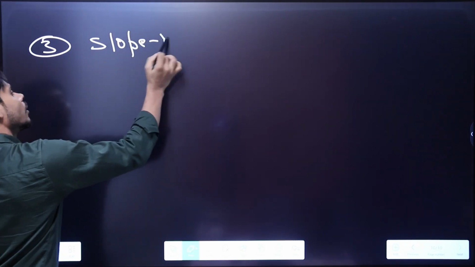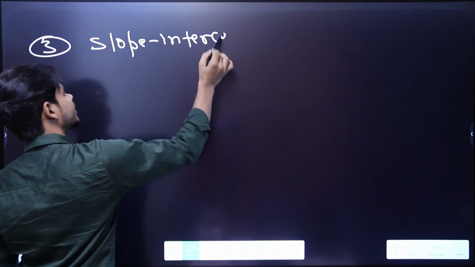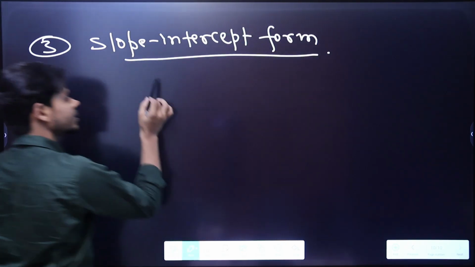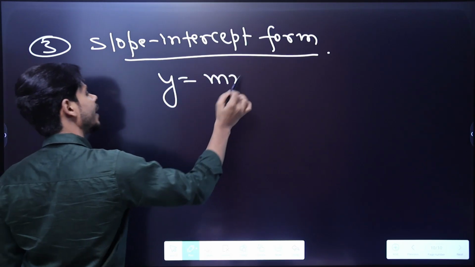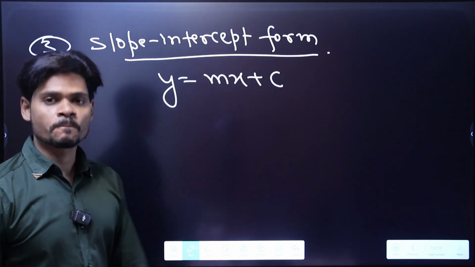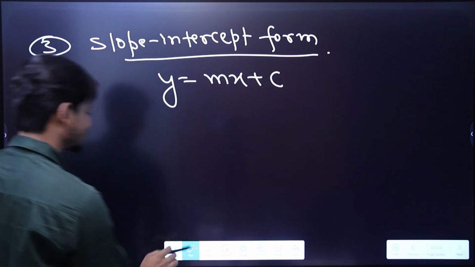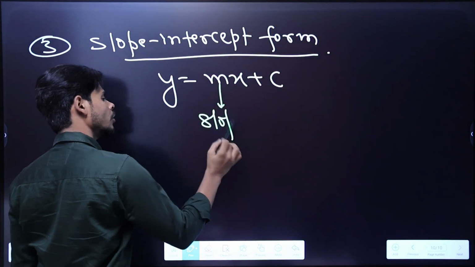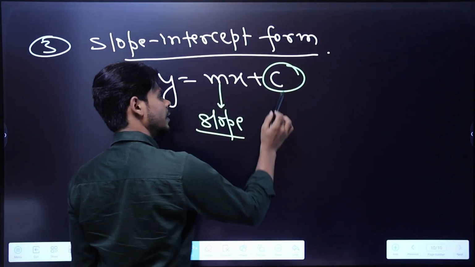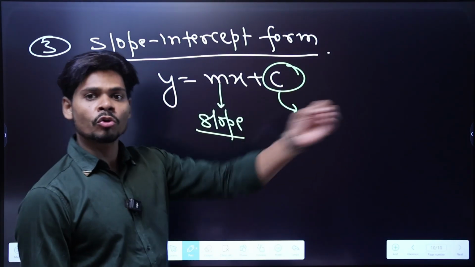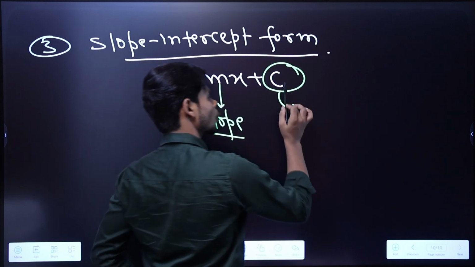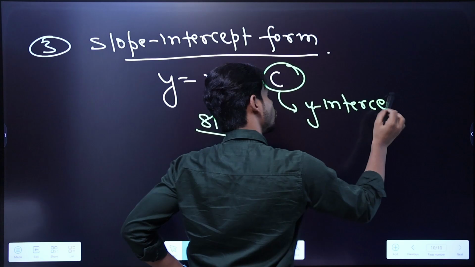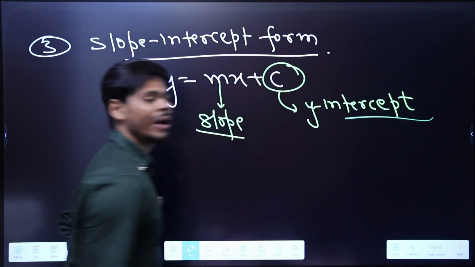Slope intercept form, very important. This is y is equal to mx plus c. Here you will have to understand that this m is called slope, but what is this c? Is it constant? Yes, it is a constant value, but actually this constant value is known as y-intercept. Remember guys, this is not x-intercept, this is y-intercept.